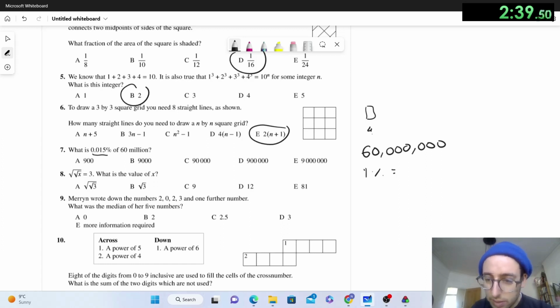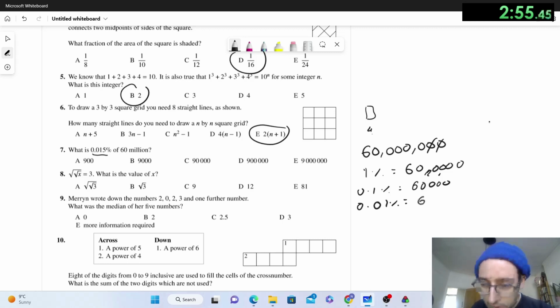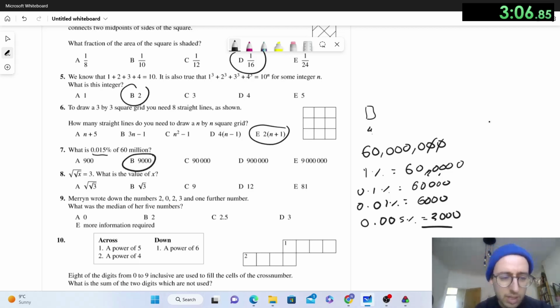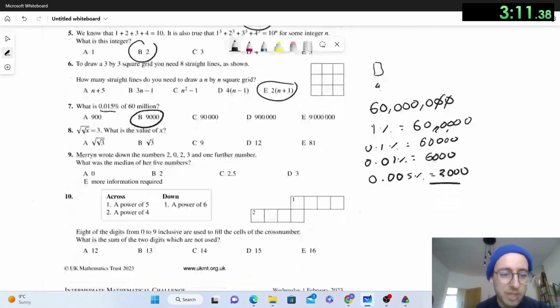1% is this. 60,000. No, 600,000. Oh my god. 0.1% is 60,000. 0.01% is 6,000. 0.005% is 3,000. So we add those together and we get 9,000. That is horrible. I feel like I could have made a silly mistake with that, but we're fine.